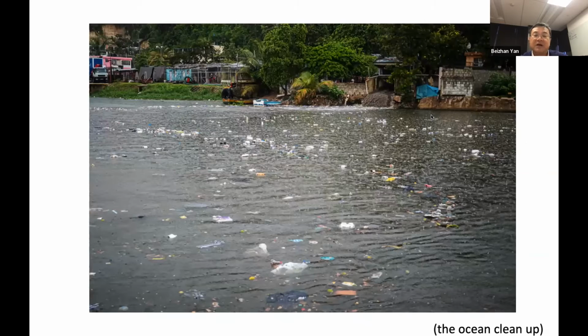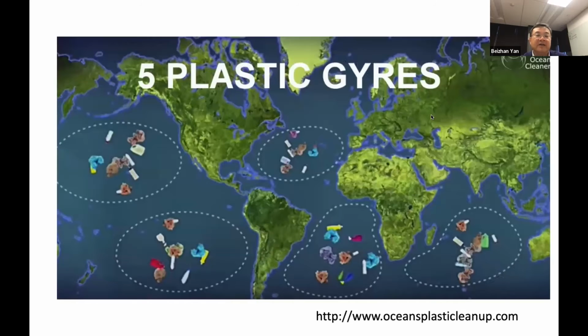As I mentioned, plastic gets into the river, is carried by the river, and goes into the oceans. The ocean has its own currents called gyres, which make a circular current. When plastics get in there, they are carried inside the gyres and will not be able to come out.